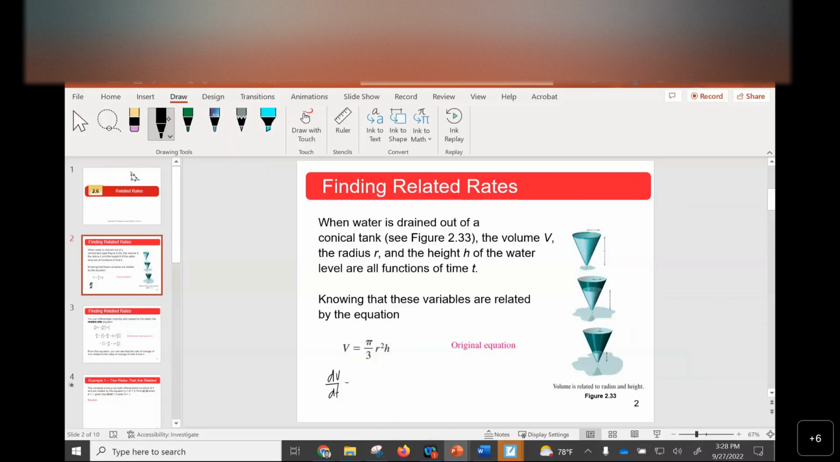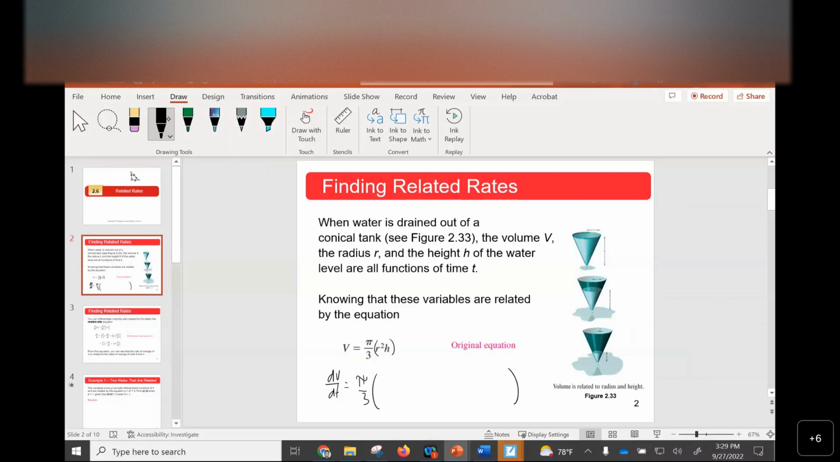Okay, now on the right side, that's pi over 3. Does this make sense? Can you take the derivative of r squared h, r squared times h, with respect to time? Lindy, what do you think?